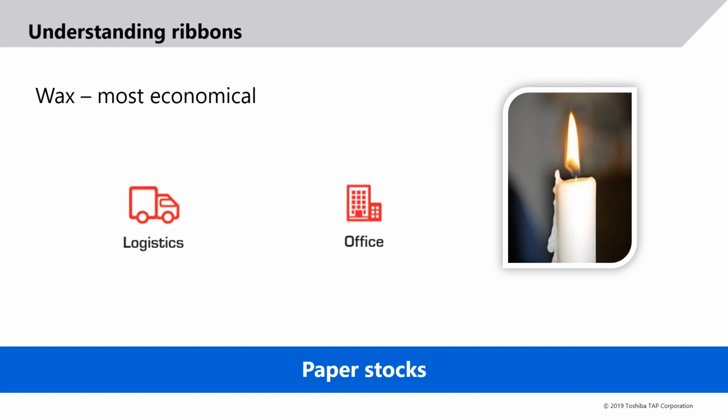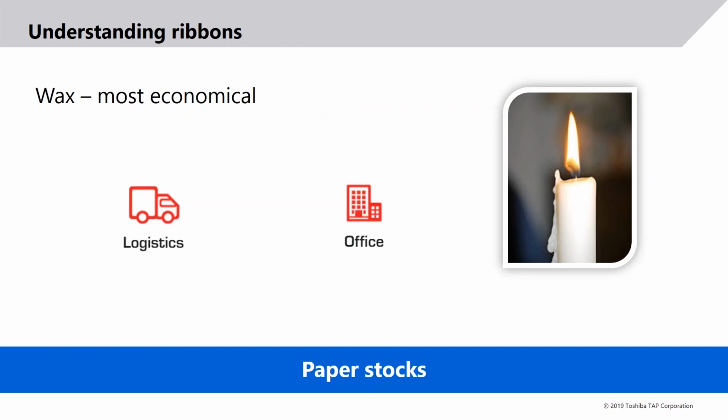So the way that a wax ribbon works, if you imagine a candle, when we heat a candle up and you see that the wax starts to drip down the side of the candle and it shapes to any shape underneath it or around it before it cools and sets, that's how a wax ribbon works. It's normally recommended for very porous paper stocks.